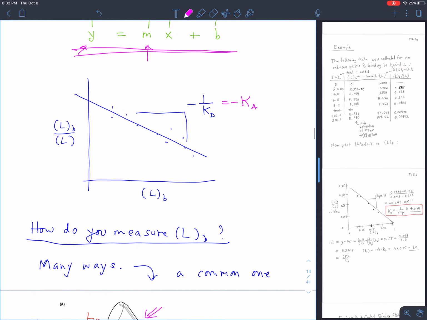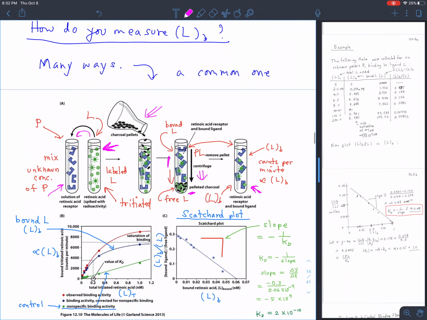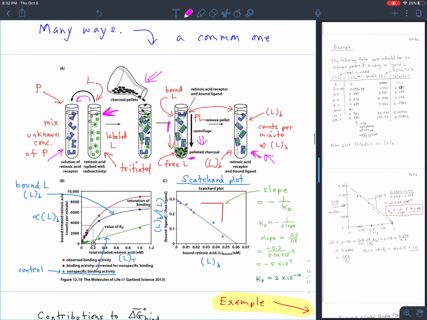So we make a scatter plot like this, find the slope, and that should tell us, I mean, it looks really simple, that should tell us what the KD is. So we looked at this a little bit already. We see that you can, in principle, measure the amount of bound ligand and separate that, and you know how much total ligand you put in to start with. That's something you have control over. So that tells you how much free ligand there is too.